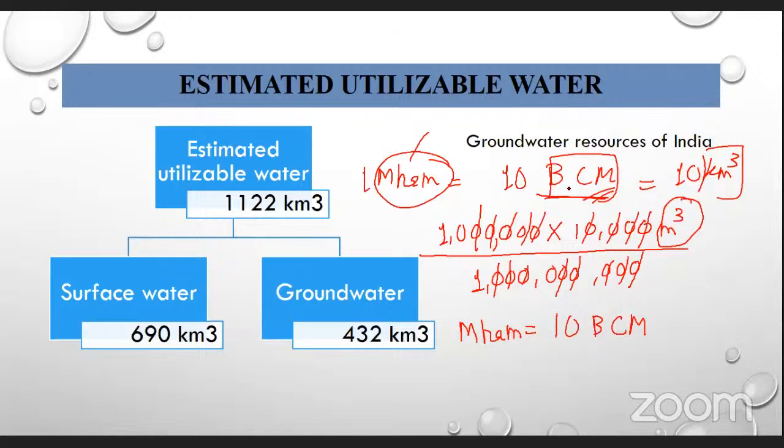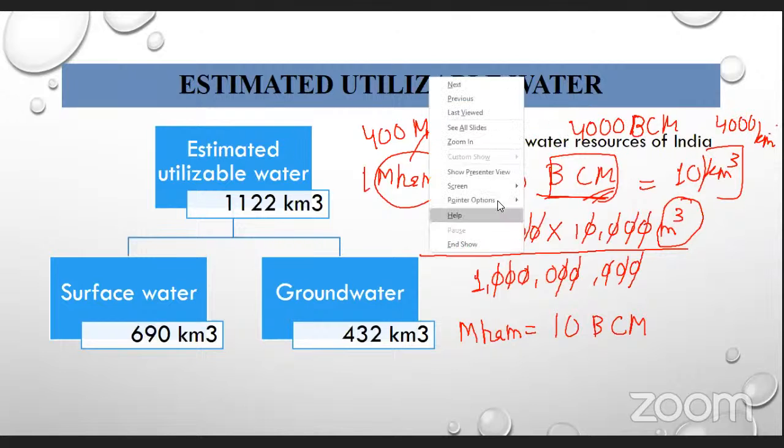But you have to see the unit, and then you have to select the correct option. Okay, over here it is 4 million hectare meter, but in terms of bcm it will be 4000 bcm, and in terms of kilometer cube also it will be 4000 kilometer cube. I hope I have made these units clear now.